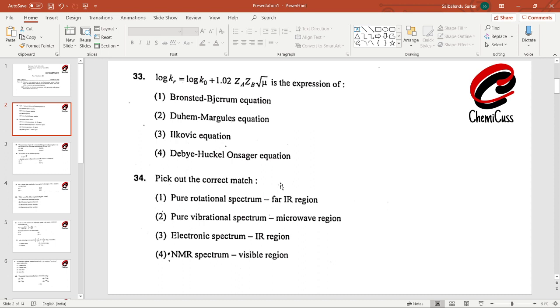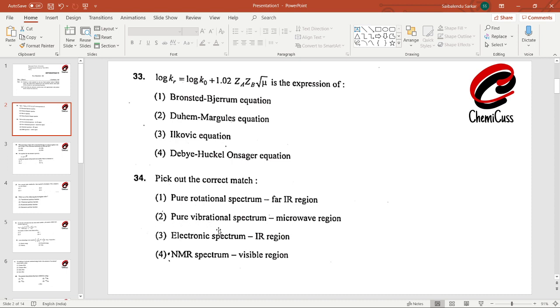So the correct trend is the far IR region for pure rotational spectrum, because the far IR region is very low in energy, and we know that for IR, if it is very low in energy, it goes to the rotational spectrum.